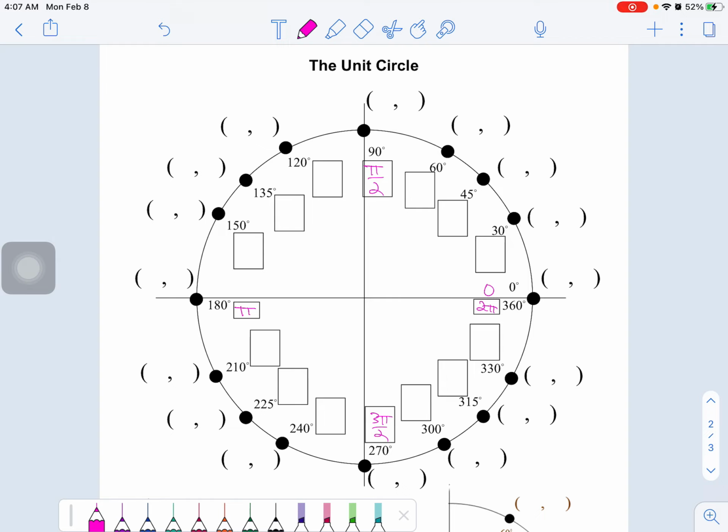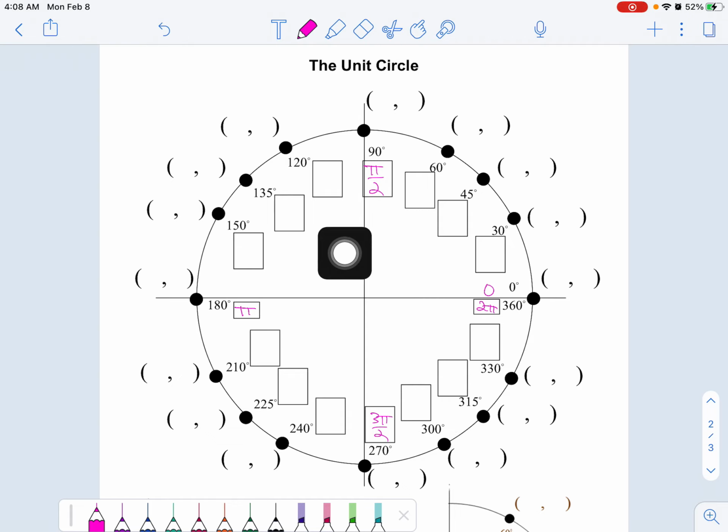Those are the 4 major places on the axes. So 0 or 2 pi is the same location, because doing a full 360 or a full 2 pi radians is 1 revolution and puts you right back to where you started from. Pi over 2 is 90. Pi is 180, and 3 pi over 2 is 270 degrees.